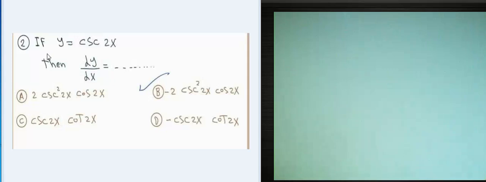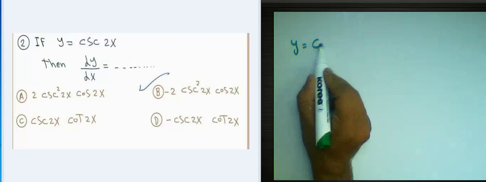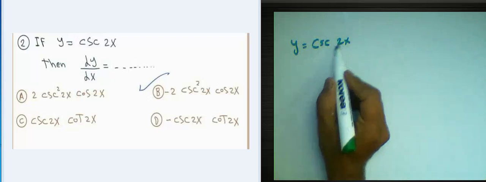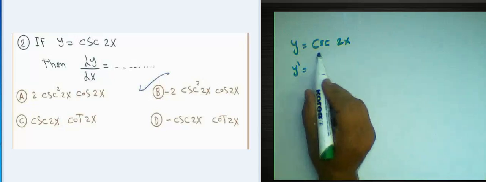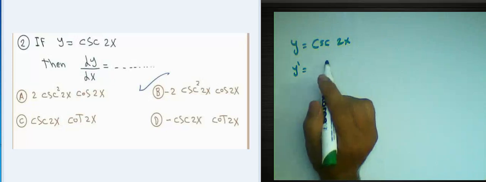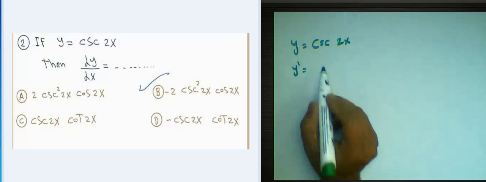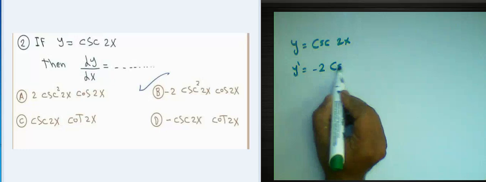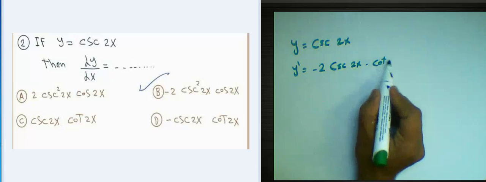Question number 2. If y equals cosec 2x, then dy over dx equals space. The result will be letter B. Look at the steps with me here. We know if y equals cosec 2x, we can find the derivative of this function. The derivative of cosec will be negative cosec cotan multiplied by the derivative of the angle. Then the result will be negative 2 cosec 2x cotan 2x.